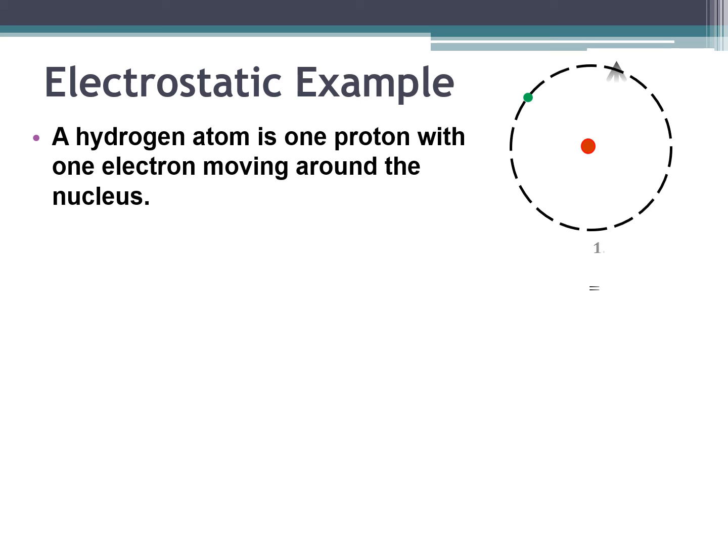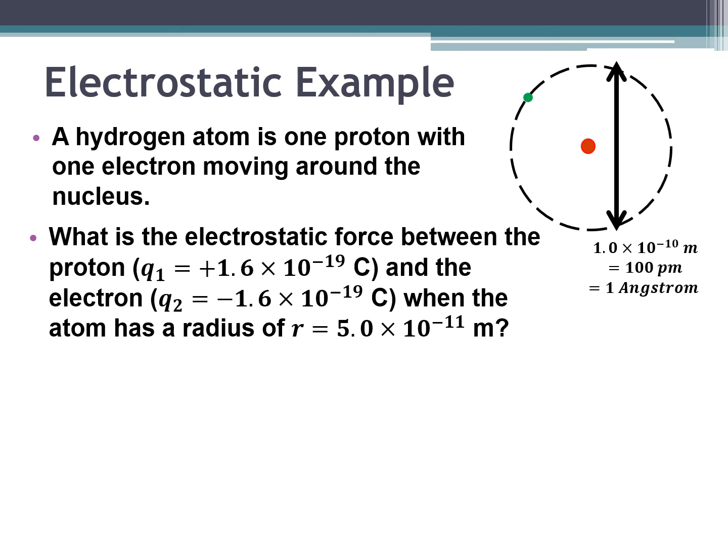So let's use this electrostatic force equation with a hydrogen atom. We have a proton that has a positive 1.6 times 10 to the negative 19th coulomb charge, and an electron has a negative 1.6 times 10 to the negative 19th coulomb charge. And actually the width of a hydrogen atom is about 100 picometers, which is 1 times 10 to the negative 10th meters. This width of a hydrogen atom is referred to as an angstrom. So half of that would give us the radius of 5.0 times 10 to the negative 11th meters.